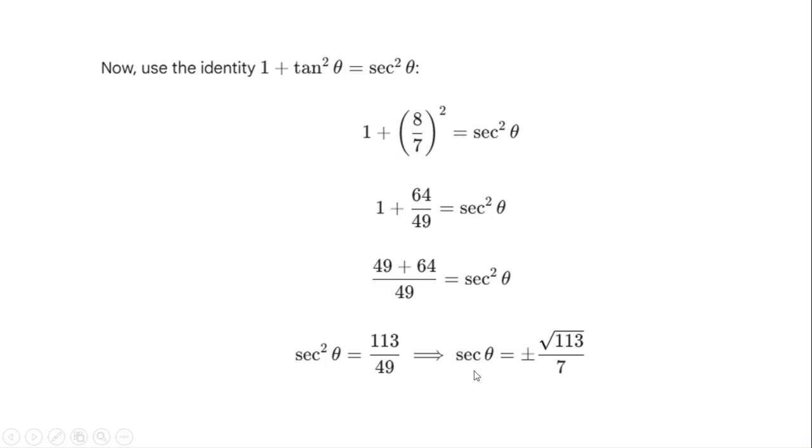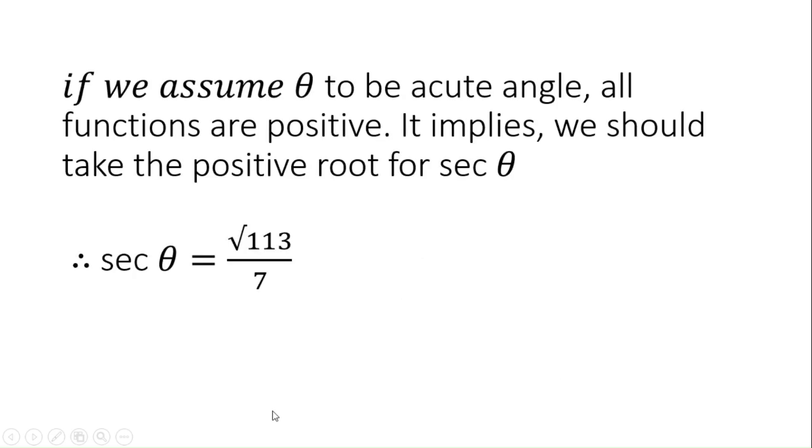That means secant theta is equal to plus or minus root of 113 by 7, right? But we need to consider secant theta as a positive value, that means root of 113 by 7. Why should we consider that? As we assume theta to be an acute angle, all trigonometric functions are positive, they are in the first quadrant. So we should take the positive root for secant theta. So secant theta becomes root of 113 by 7.